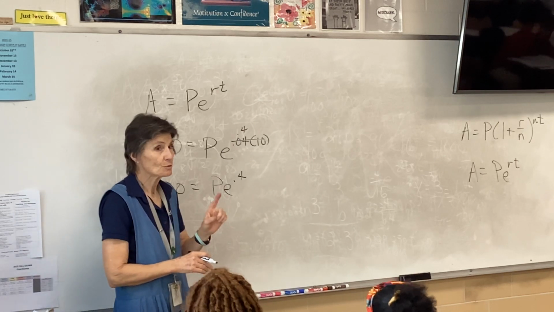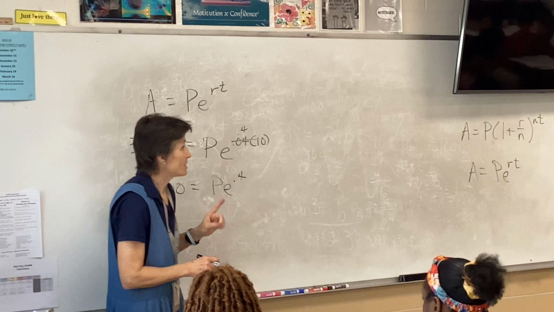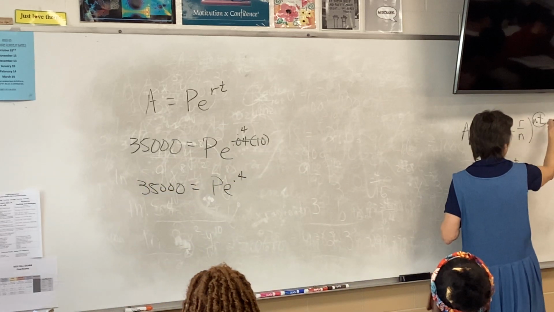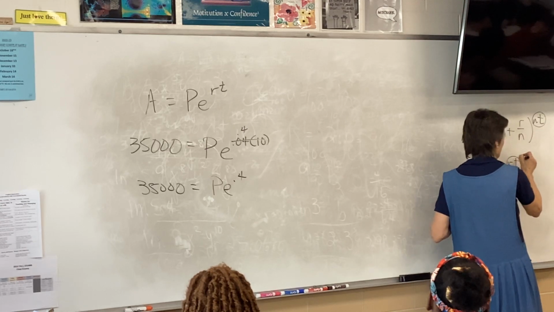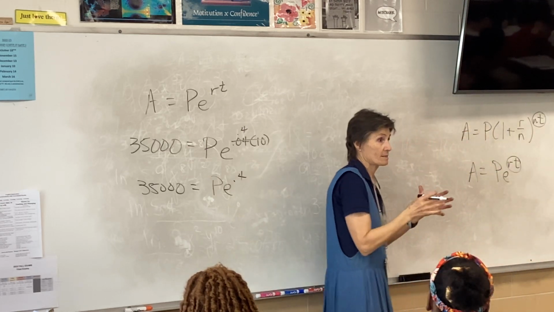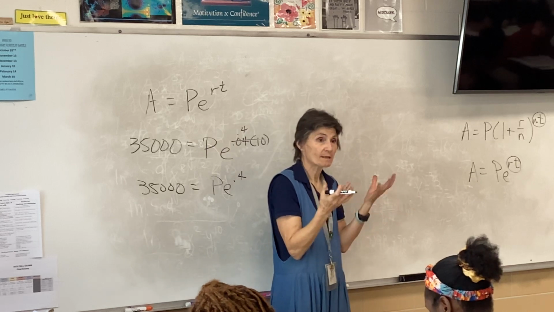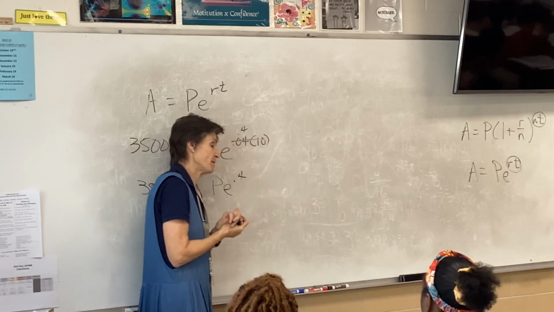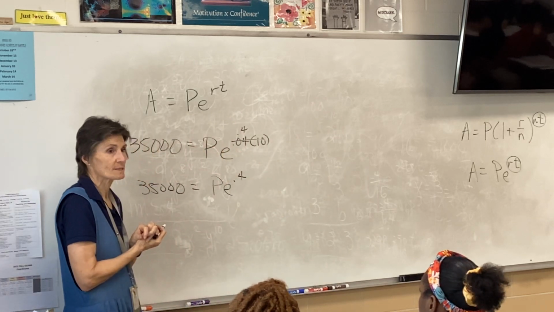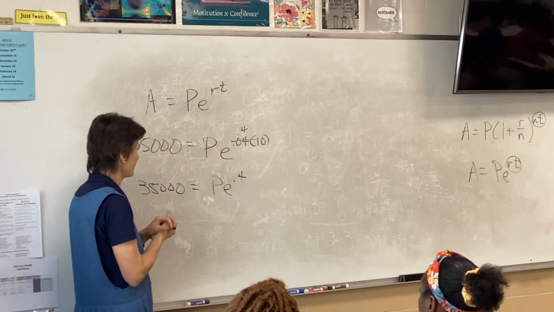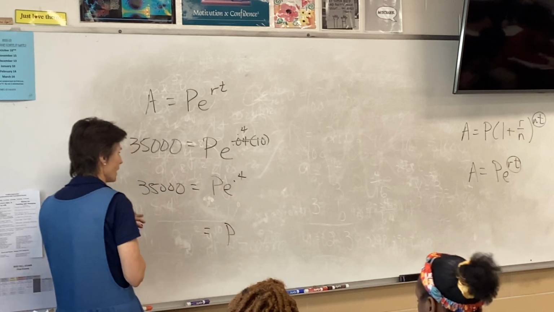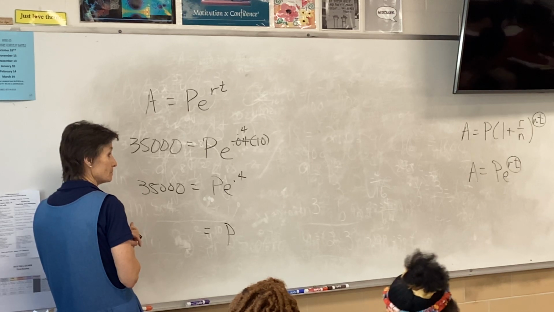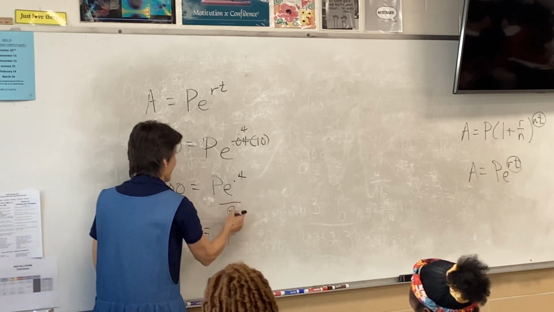Now, my job is to solve for P. Am I going to use logarithms? No. The only time I need logarithms is when my variable is up here or up here. If your x, your unknown, is up there, then you're going to have to use logarithms. If it isn't up there, then don't use logarithms. So how am I going to get P by itself? I need to solve for P. How am I going to do that? Divide by e to the 0.4.